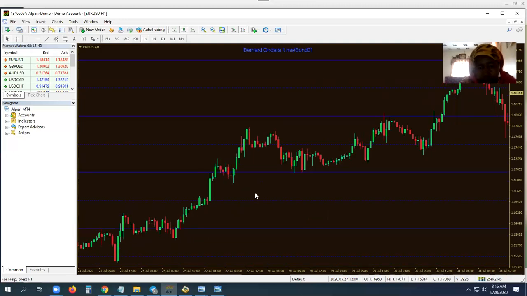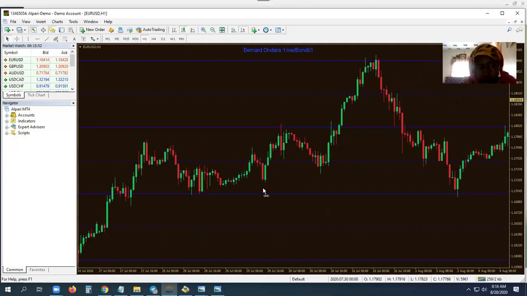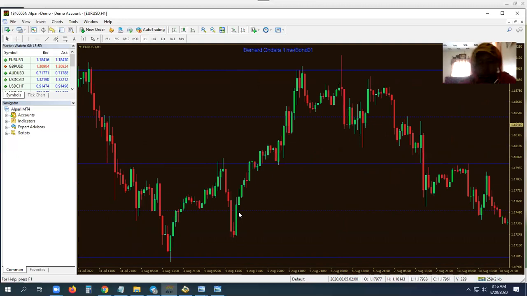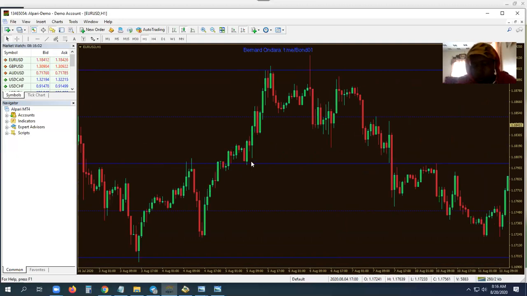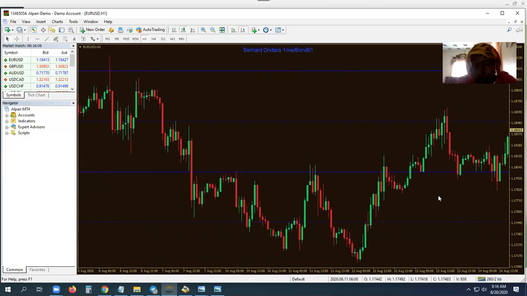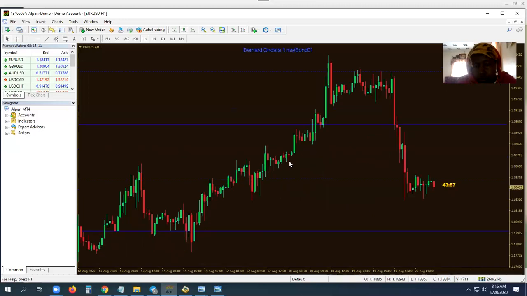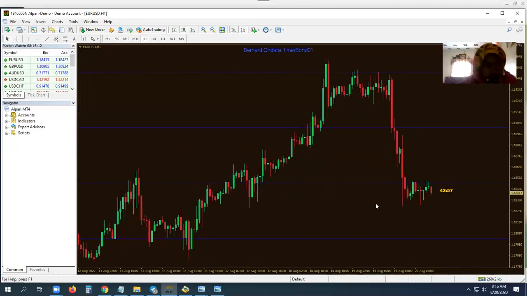Support correctly here. Support is correct here. Resistance is very accurate here. Very accurate resistance. Very accurate support. Accurate support. And not very accurate here. Accurate support. You see, it's getting most of those support and resistance levels quite correctly, quite accurately. Okay, and you would be able to trade with this.